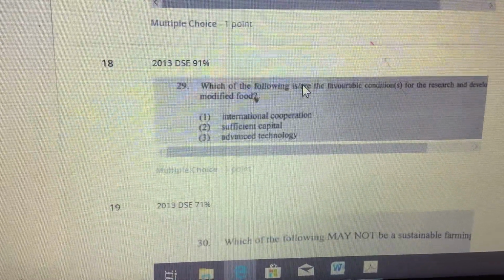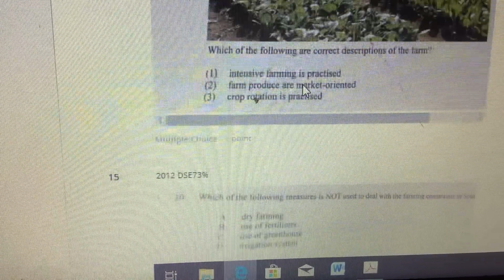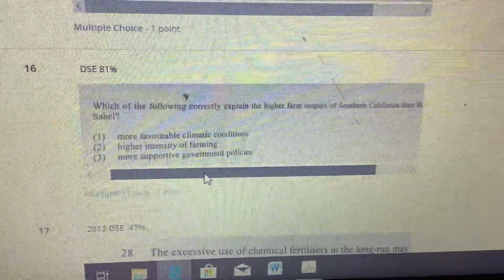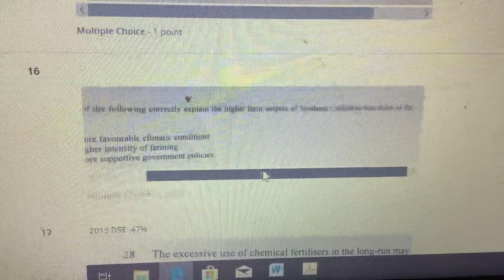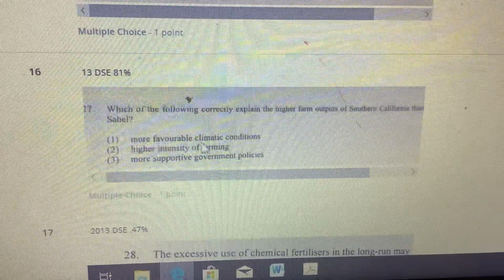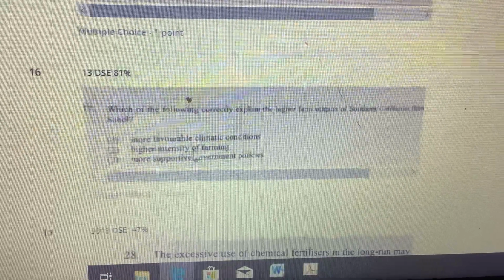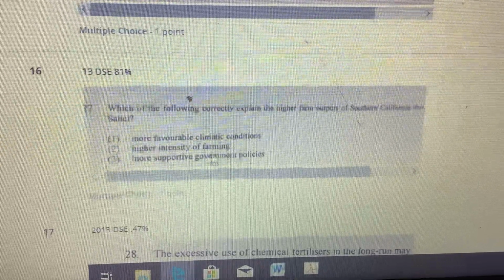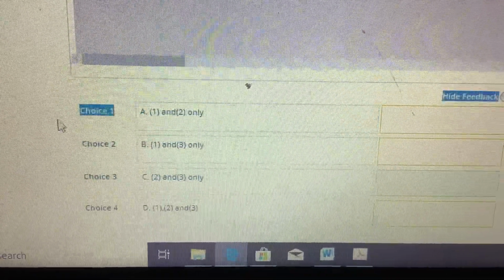Sorry about this. Next one. Which of the following explain the higher farm output of Southern California than those in the Sahel? More favorable climate condition, I don't agree. High intensity of farming, right, and more supportive government policy, yes. So number 2 and 3, right? Yes, 2 and 3.